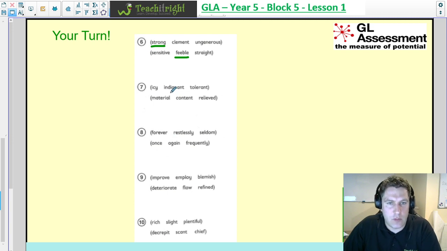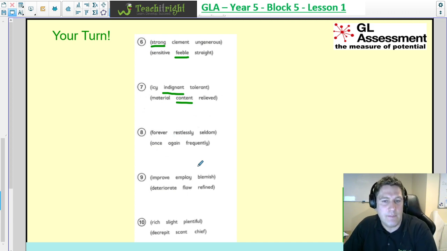Indignant is the hard word here. If you don't know the meaning, this means to be angry. So indignant and then content are our antonyms. Question 8, we've got forever, restlessly, seldom, once, again, and frequently.